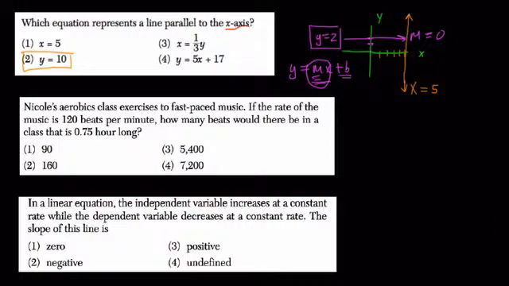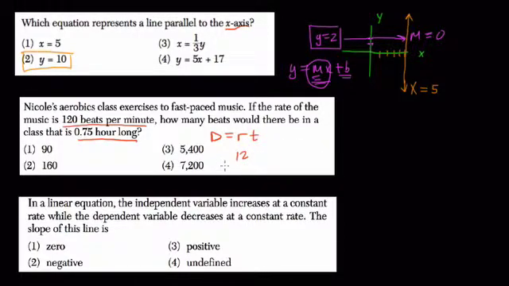Okay, next question. Here the rate is 120 beats per minute. How many beats would there be if it's 0.75 hours long? So remember, the distance equals rate times time. So we can think of our beats per minute as our rate. So 120 times 0.75 hours, right? What would that distance be, or what would the amount of hours be?